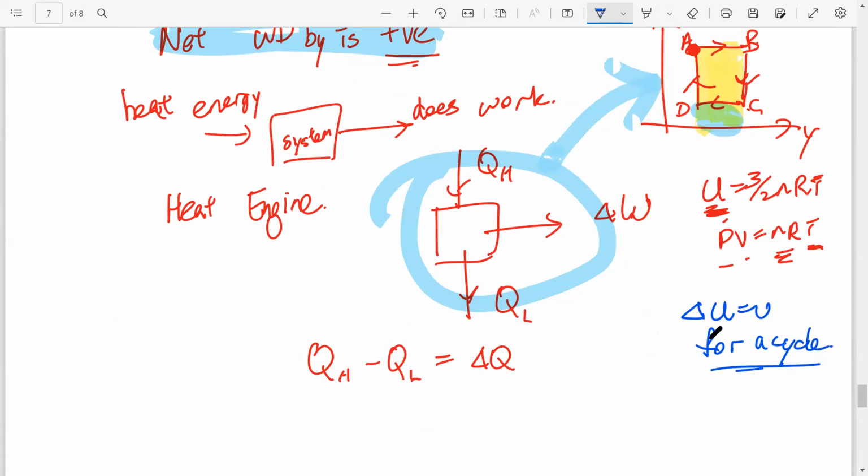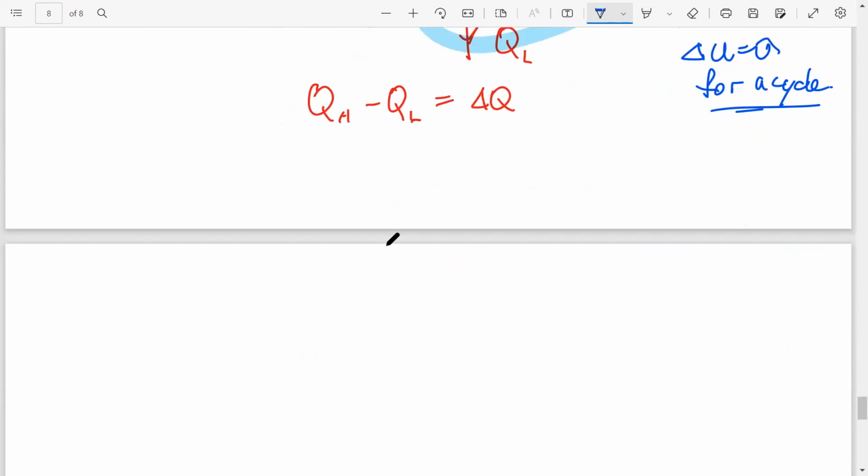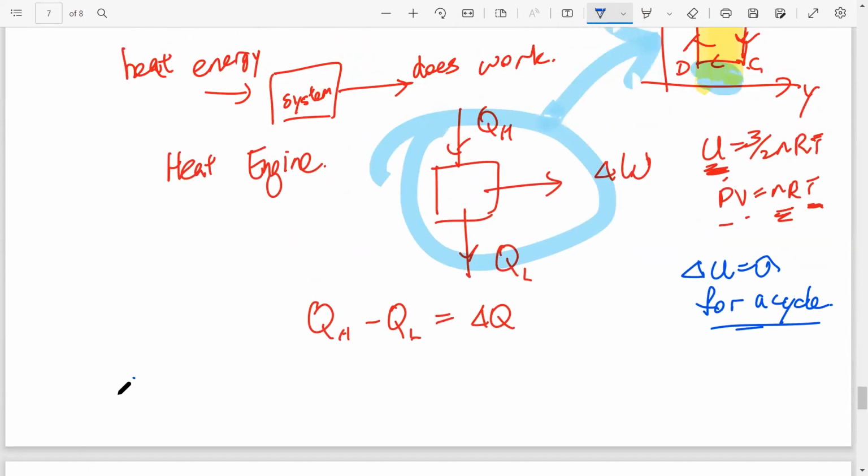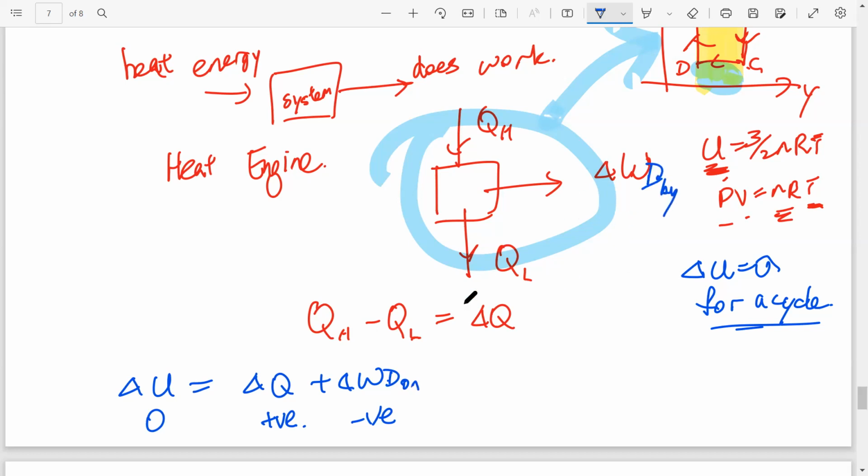Now, to go on further to understand this, it means that if your delta U equals delta Q plus delta W, your first law, this is going to be zero, this is going to be negative, this is going to be positive. Okay, because again, this is negative because this is work done on system. Here is work done by system. Okay, negative. Here negative, here positive.